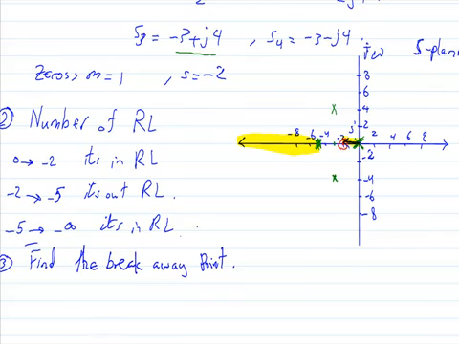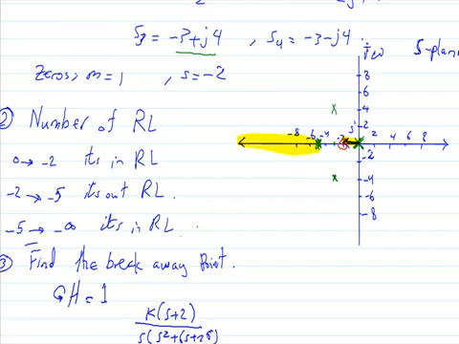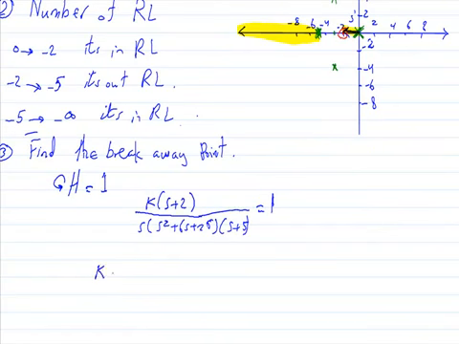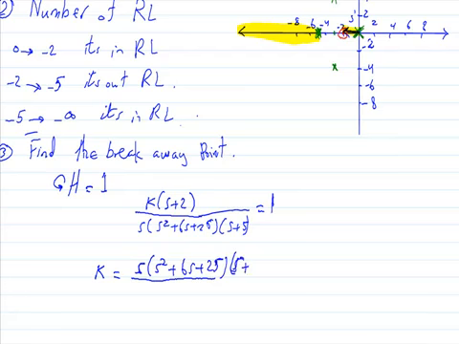How to find the breakaway point? As we solved in the previous examples, the open loop transfer function has a magnitude equal to 1, so k multiplied by (s plus 2) over s times (s squared plus 6s plus 25) multiplied by (s plus 5) is equal to 1. Now k is equal to s multiplied by (s squared plus 6s plus 25) divided by (s plus 5), over s plus 2.